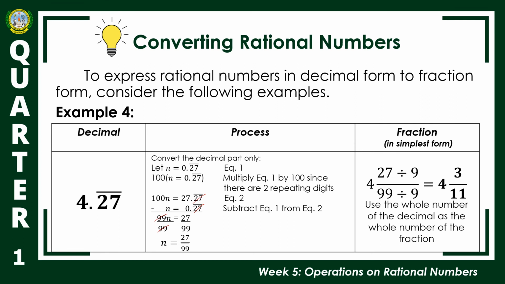Okay po. So, paano yung sa shortcut? Paano po natin ipapakita to? Ganun din. Kokopyahin nyo yung whole number, 4, and then kokopyahin nyo yung repeating digits, 27. So, 27 over, dahil dalawa yung nagre-repeat na digits, 100 yung gagamitin natin, and then babawasan mo lang siya ng isa. Okay? Ayan. So, ang makukuha natin ay 4 and 27 over 99. And then, i-reduce sa lowest term, edi ganun din, 4 and 3 over 11.